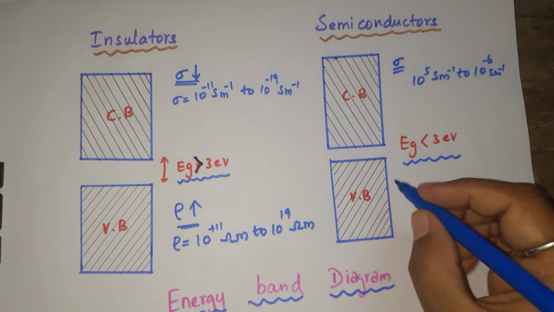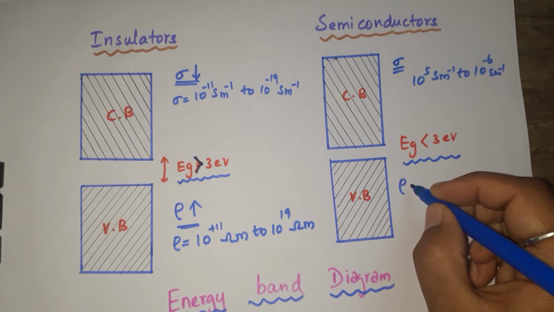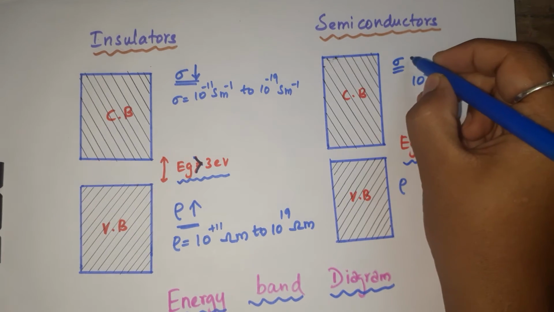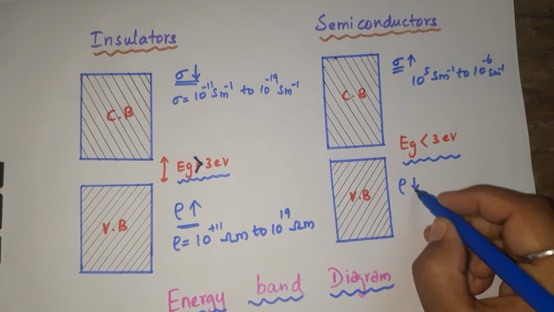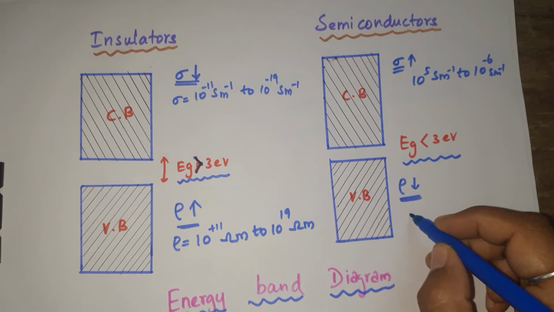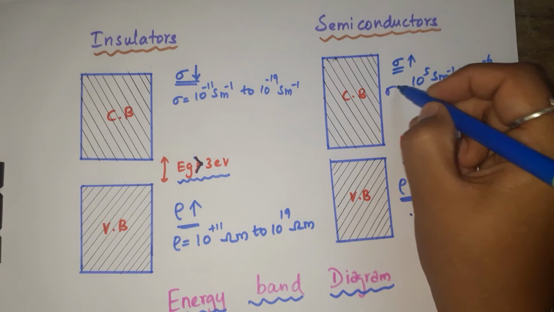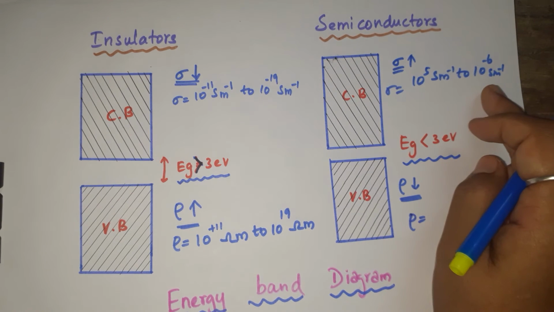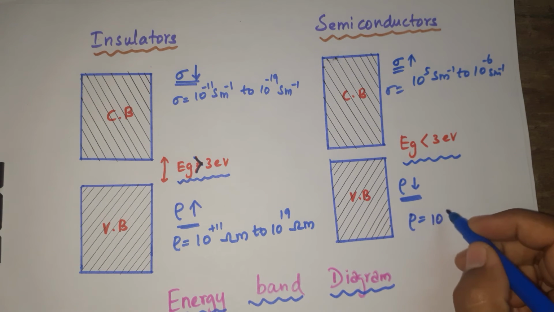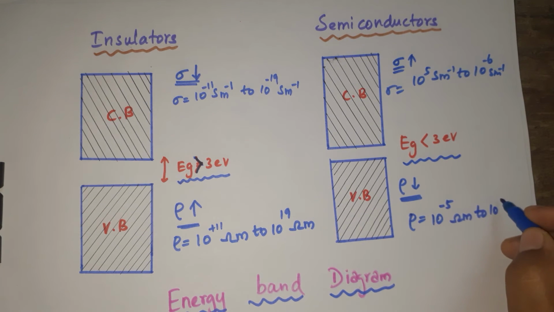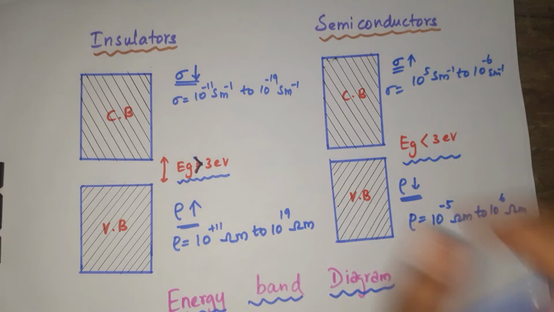What about the resistivity? If conductivity increases, resistivity obviously decreases. So what is the value? Rho can be taken as 10 power minus 5 ohm meter to 10 power plus 6 ohm meter. These are the points about semiconductors.